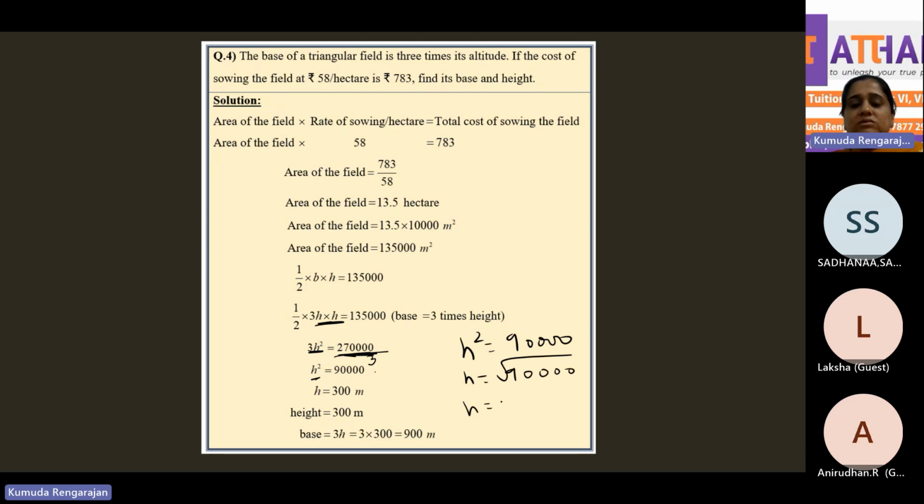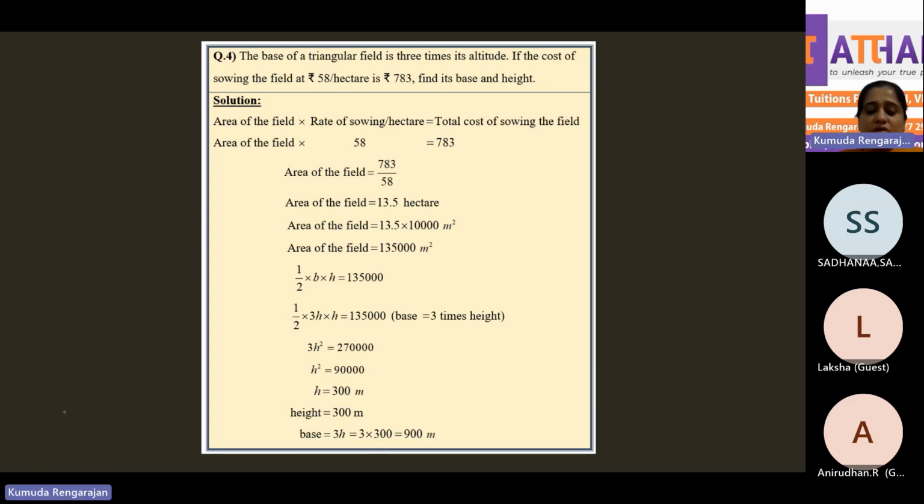So h is equal to the square root of 9, which is 3, and from 4 zeros, 2 zeros come out. So 300 meters. So the height is 300 meters. Then the base will be 3 into height, which is 3 into 300, which is 900 meters.